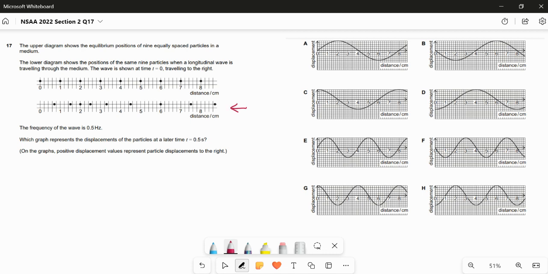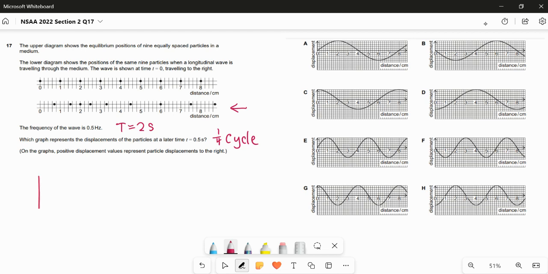The frequency of the wave is 0.5 Hz. That means time period equals 2 seconds. Which graph represents the displacement of the particles at a later time t is 0.5 seconds? So relating that, we know that is a quarter of a cycle later. So in order to get the displacement of the particles after, it might be a good idea to draw what they look like now.